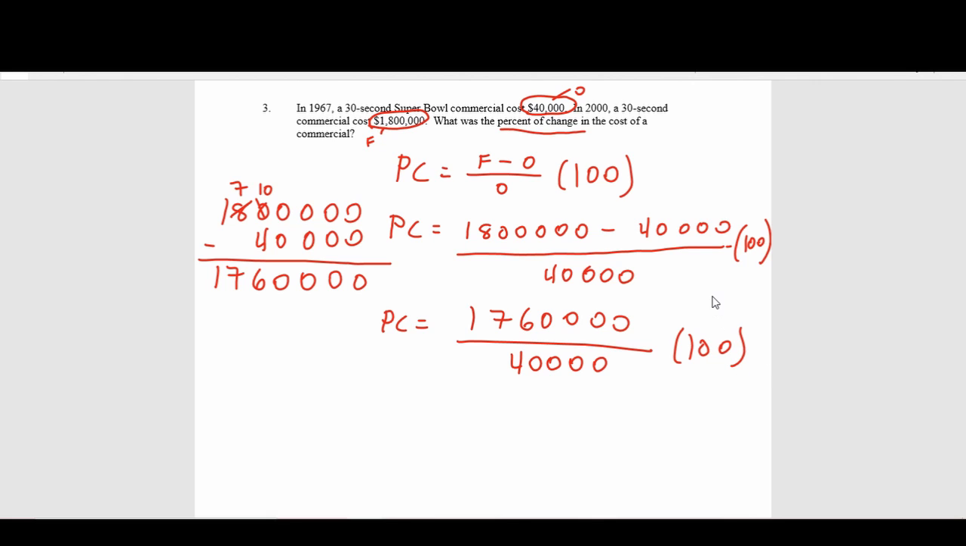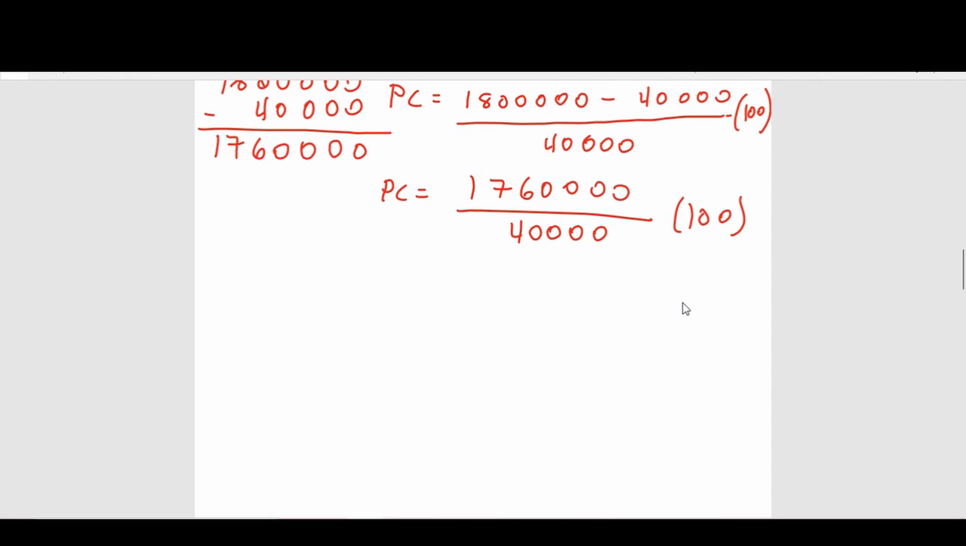Okay. Now, as I did in the first problem, we can cancel some of these zeros to make this math a little easier. So we're going to cancel zeros correspondingly. I'm going to cancel this one and this one, this one and this one, this one and this one, this one and this one. So let's go ahead and write that now that it's simplified. We have 176 over 4 times 100. Again, that's much easier to do.